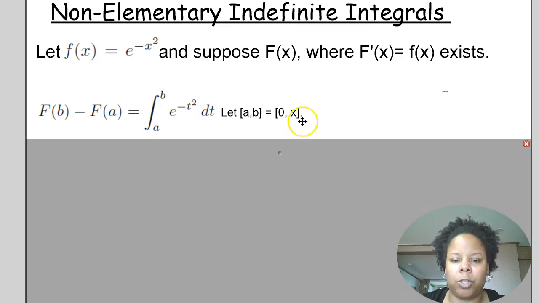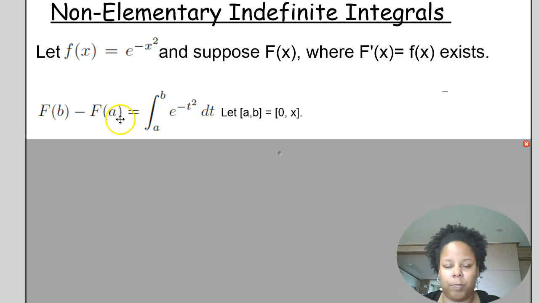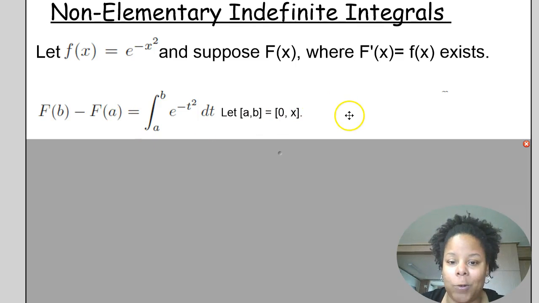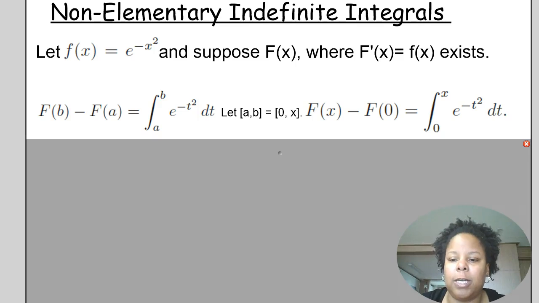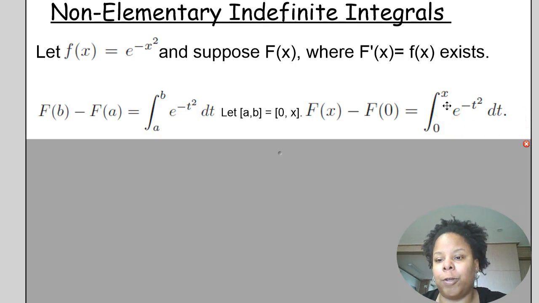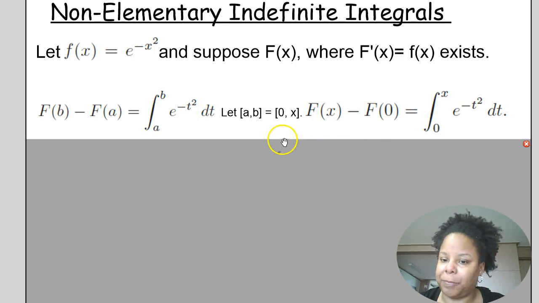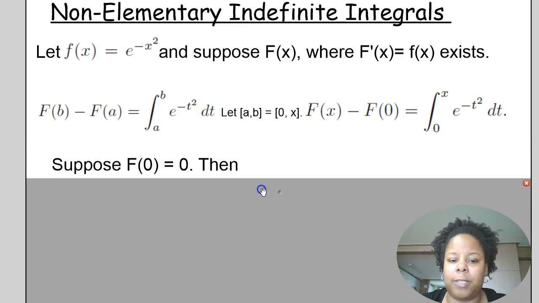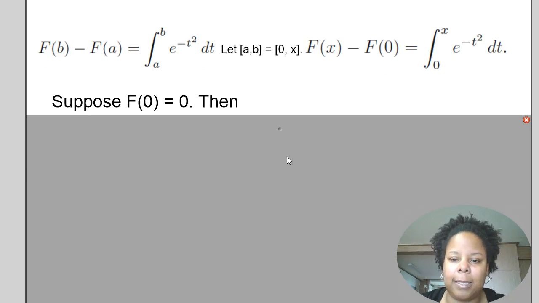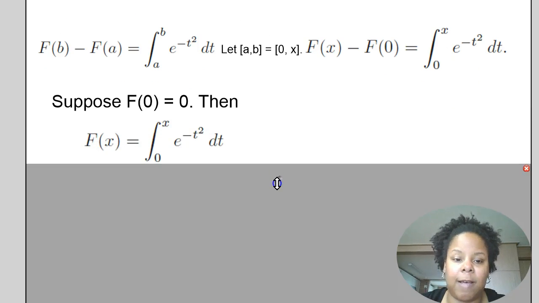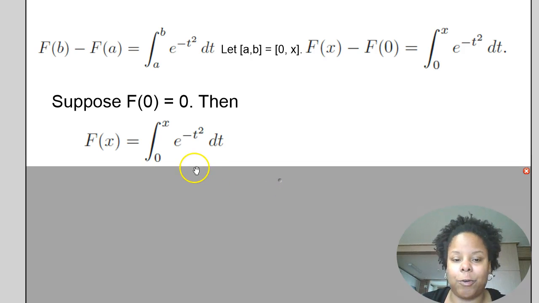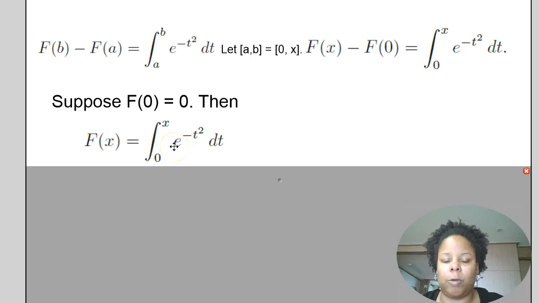As you can see, in order to evaluate the definite integral, all we have to do is replace a and b with 0 and x. When we do that, we get big F of x minus big F of 0 is equal to the definite integral from 0 to x of e to the negative t squared dt. Now let's suppose that big F of 0 is equal to 0, so the antiderivative at 0 is equal to 0. Then big F of x can be defined as a function of the definite integral from 0 to x of e to the negative t squared dt.